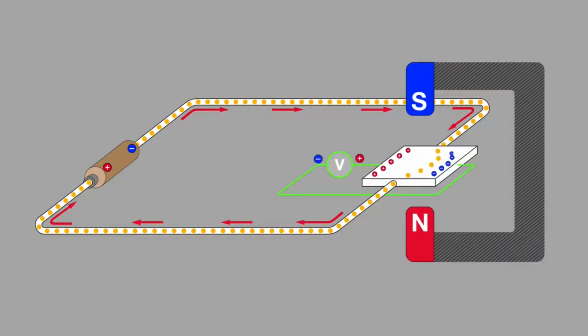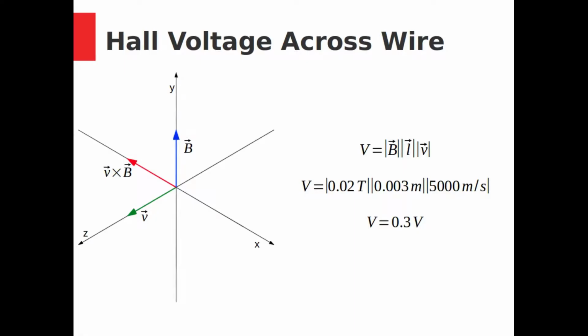The width of the plate is measured in the direction that the electrons got pushed, so in this case, the x direction. For example, if the magnetic field has a strength of 0.02 Tesla, and the width of the wire is 0.003 meters, and the velocity of the electrons is 5,000 meters per second, the voltage drop will be 0.3 volts. The Hall effect has many practical applications. It is used to measure very small magnetic fields in many places, including the disk drives in our computers. It also plays a major role in quantum physics.